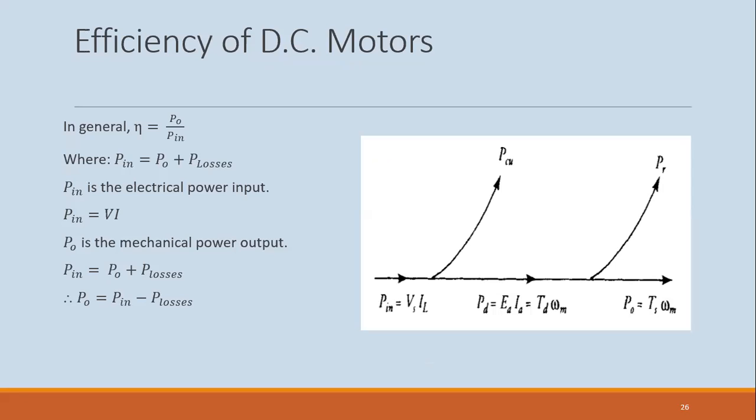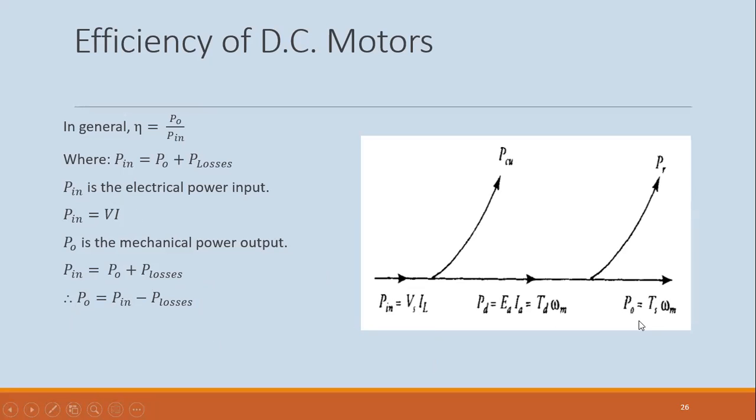Let's get back to efficiency now. So the efficiency of DC motors, and again, once we're talking about efficiency, we start to think about power flow. So hence my power flow diagram is reproduced here. And efficiency again, P out over P in. P in is electrical, P out is mechanical. P in is equal to V times I. P out will be equal to TS, the shaft torque, times the speed of the rotor, the shaft.